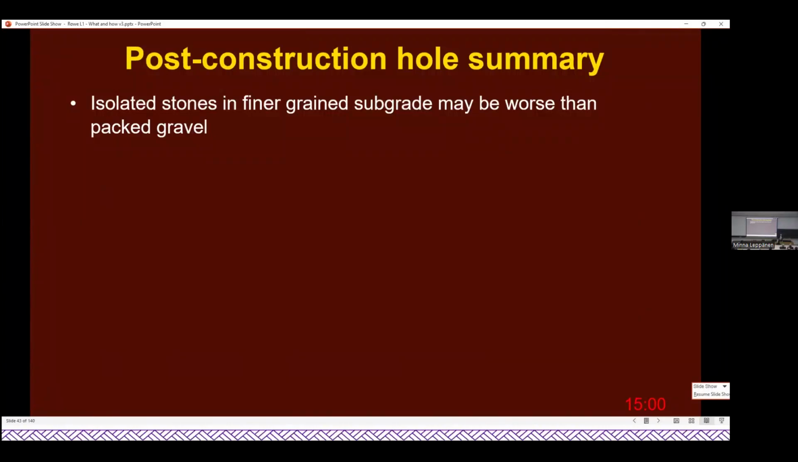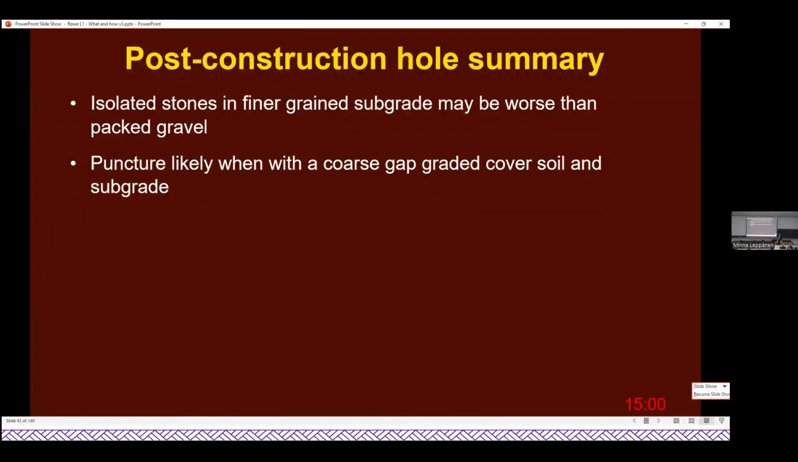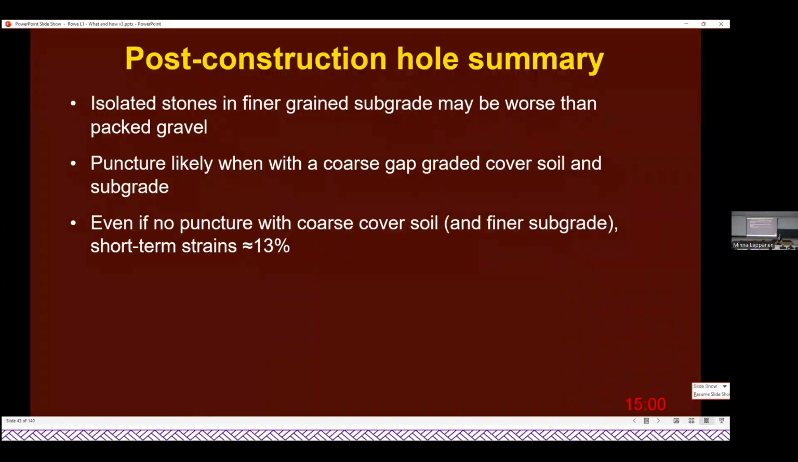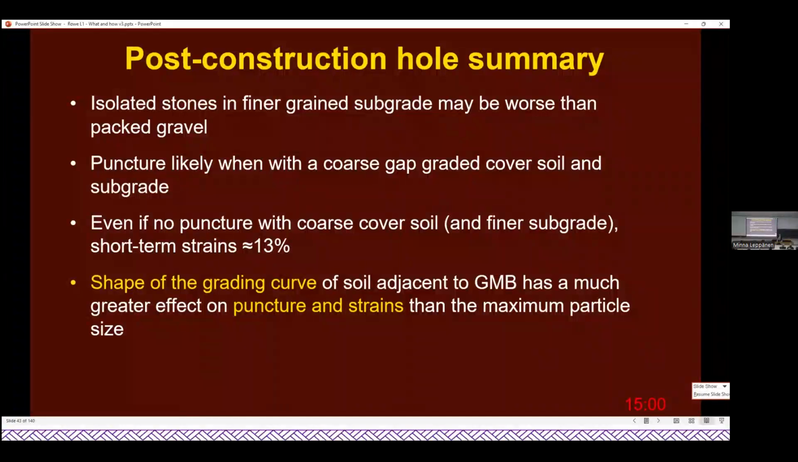So if we look at the holes that we get post-construction, they're related in particular to just isolated stones in a finer grain subgrade. It's actually worse to have a few isolated stones than a whole layer of gravel. Puncture is more likely the more gap graded the soil is. And even if there's no puncture, you can develop large tensile strains that ultimately become holes. And it turns out it's the shape of the grading curve that's more important than the maximum particle size.